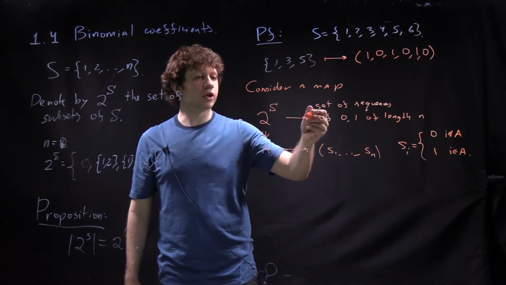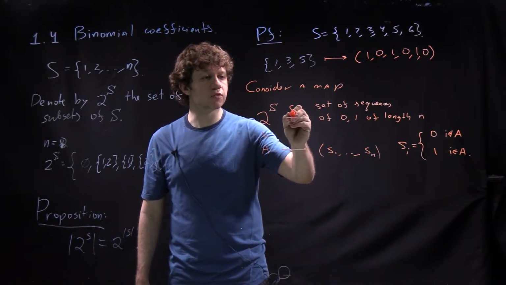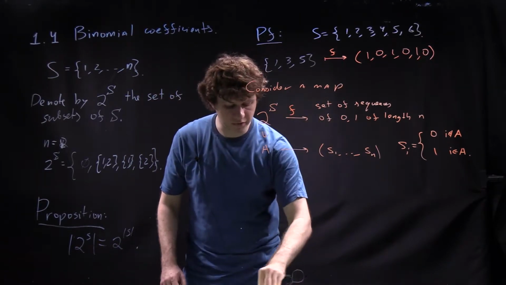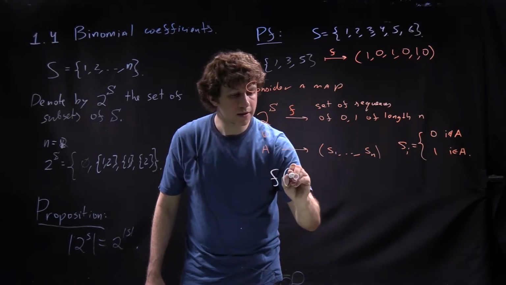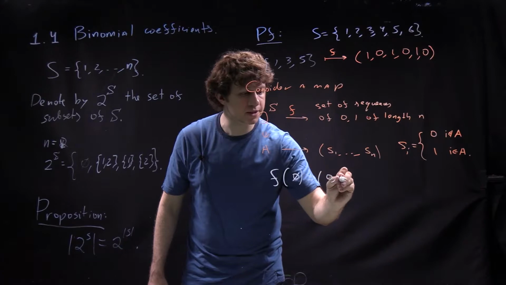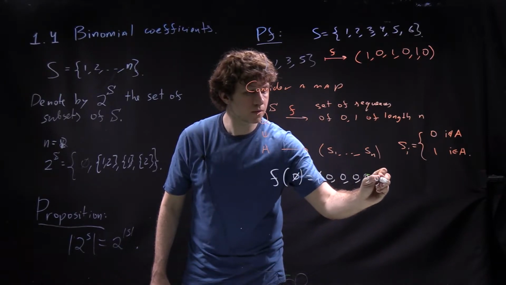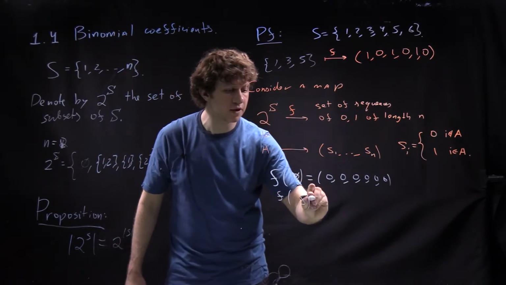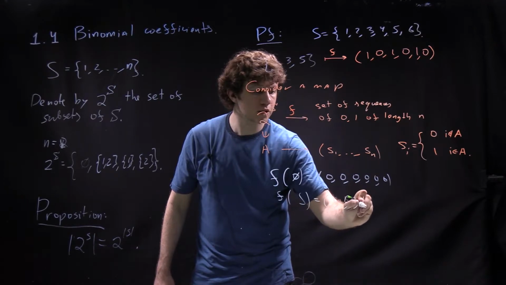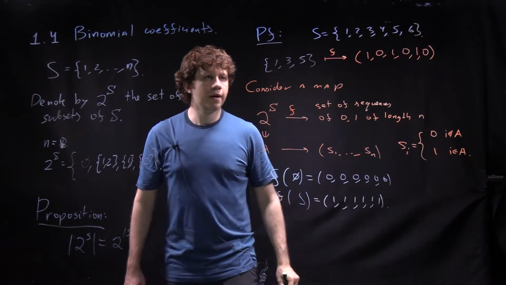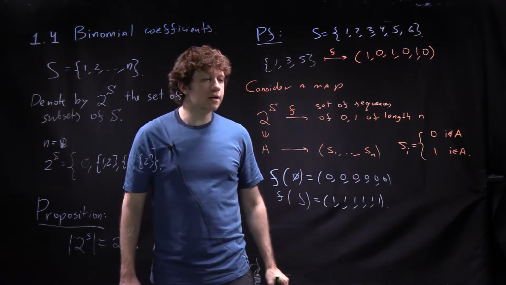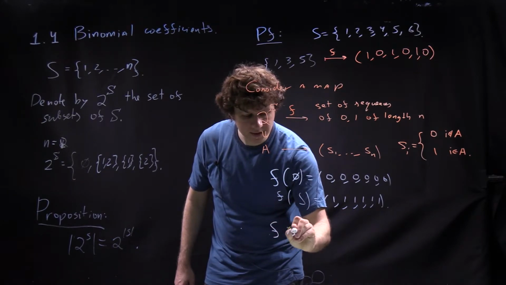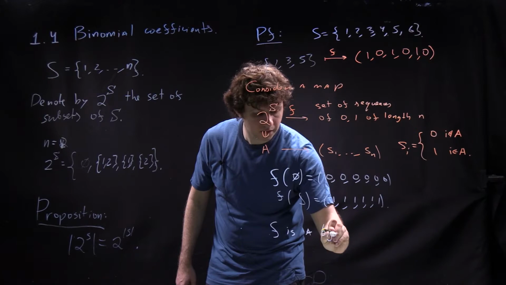How shall I name it? Let me call it f. So this is what f does to the subset. For instance, I can compute it. f of the empty set is the vector which has only zeros. And if I take f of the whole set S, it's also a subset of itself, of course, so it will be just the vector of ones. Perfect. And then the main idea is that f is a bijection.